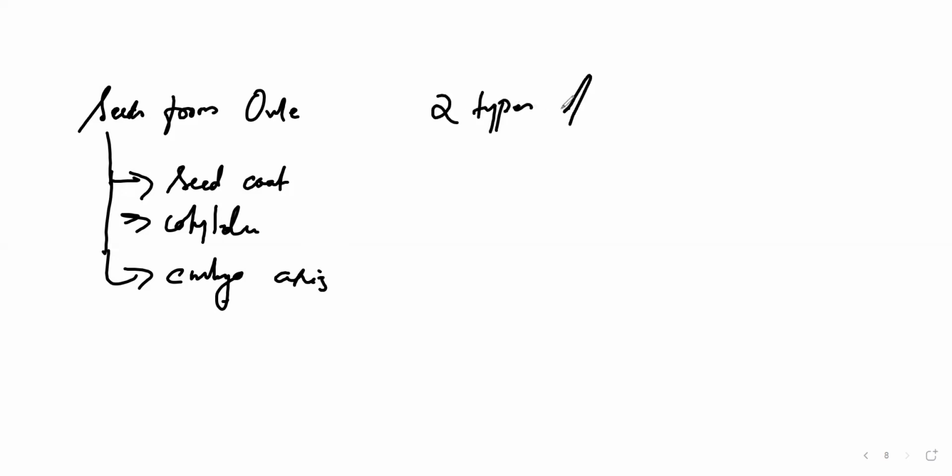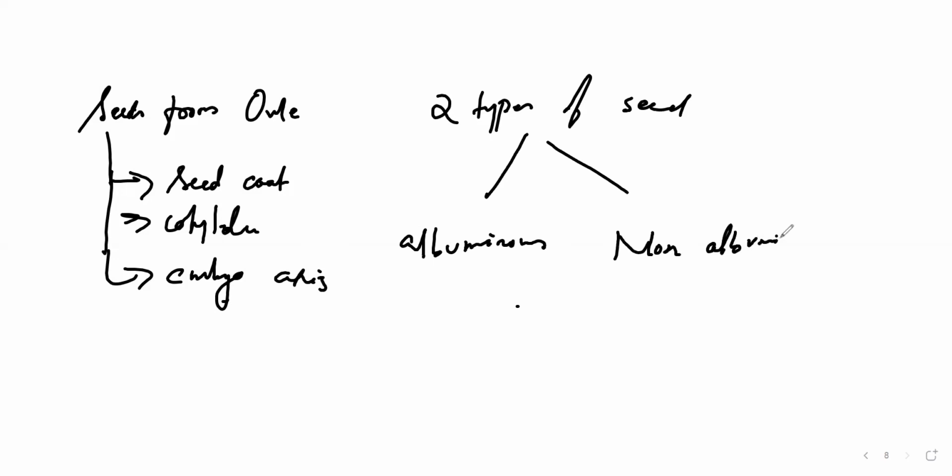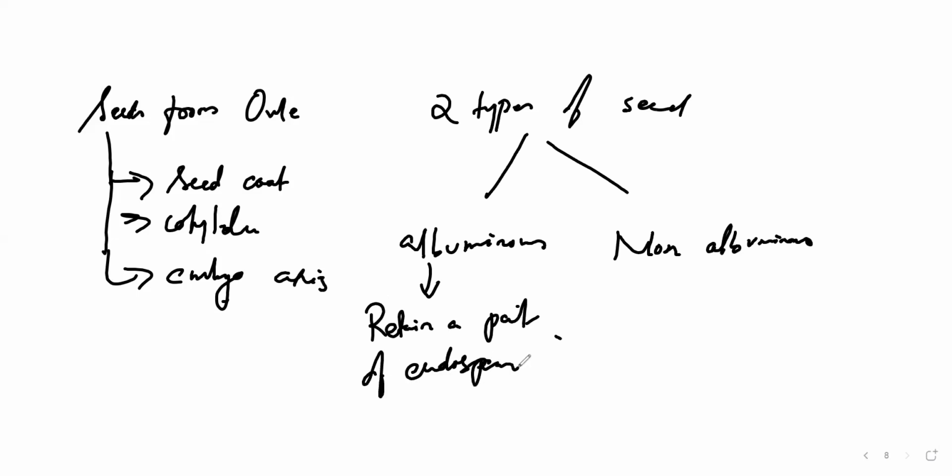Two types of seed mainly, which are called albuminous and non-albuminous. Now, what is this albuminous and non-albuminous? Albuminous means that those particular seeds are going to retain a part of the endosperm inside them. So hence it's called albuminous. I'll just write it down over here. It will retain a part of endosperm.